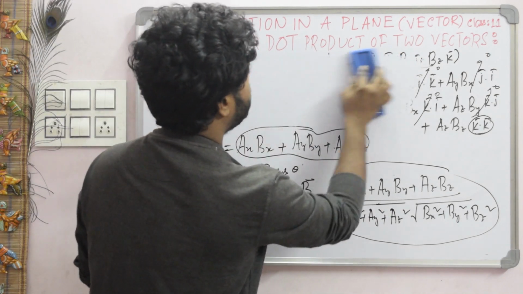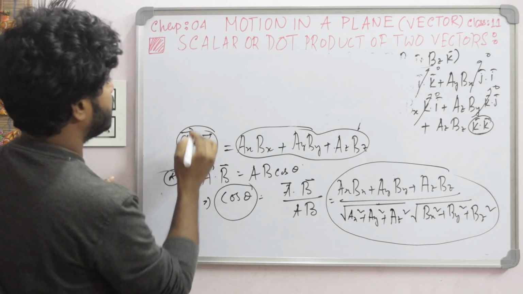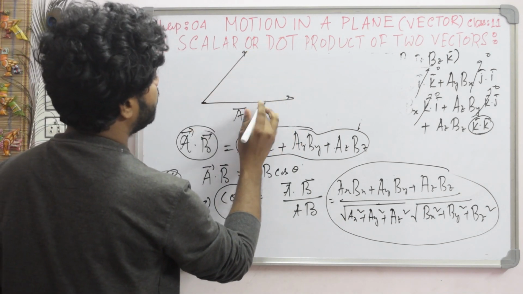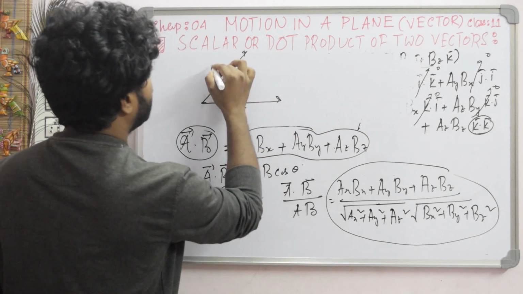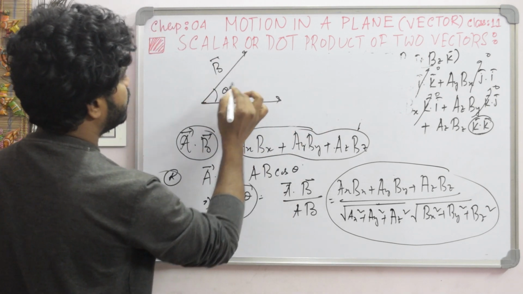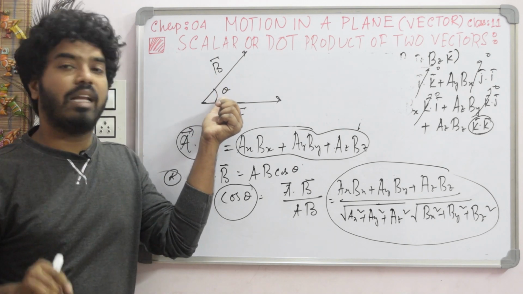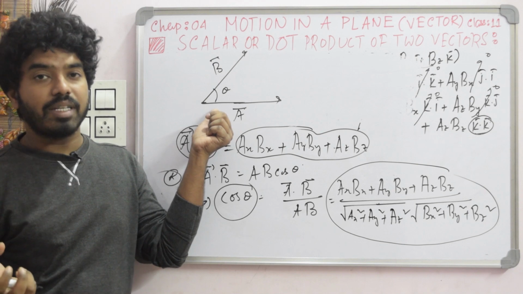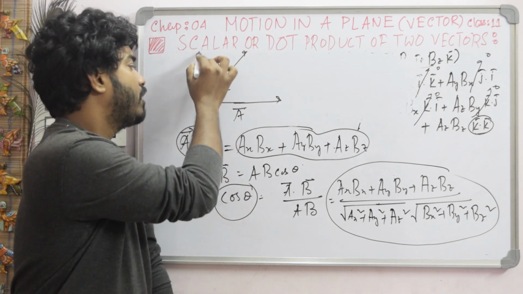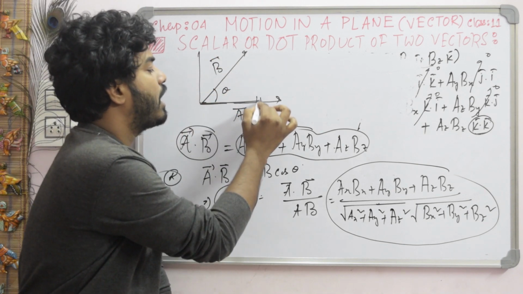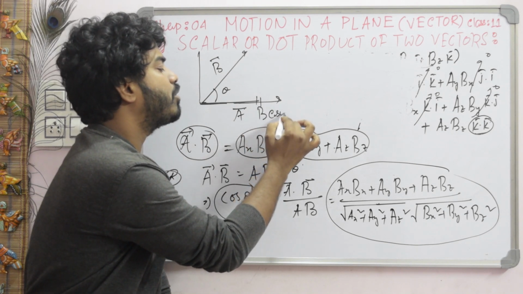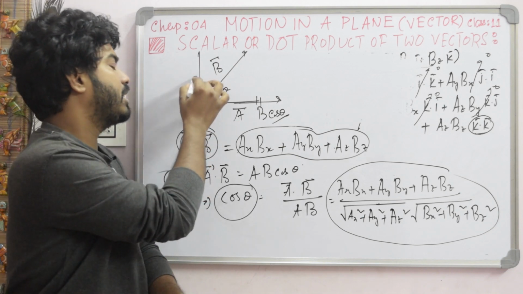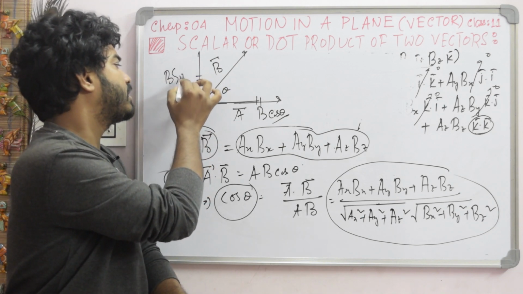The geometrical interpretation of two vectors: suppose this is our vector a and this is our vector b, and this angle is theta. Vector b makes an angle theta with vector a. We already completed the resolution of a vector: vector b has two components, one along this direction, b cos theta, which is a magnitude value, and another, the vertical component, b sin theta.